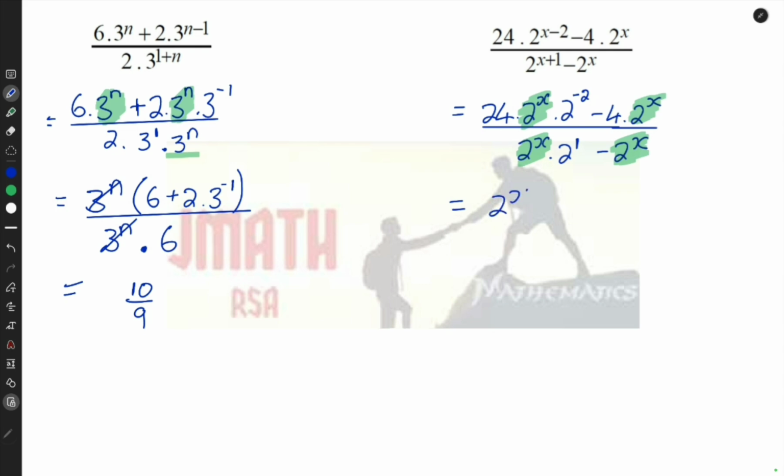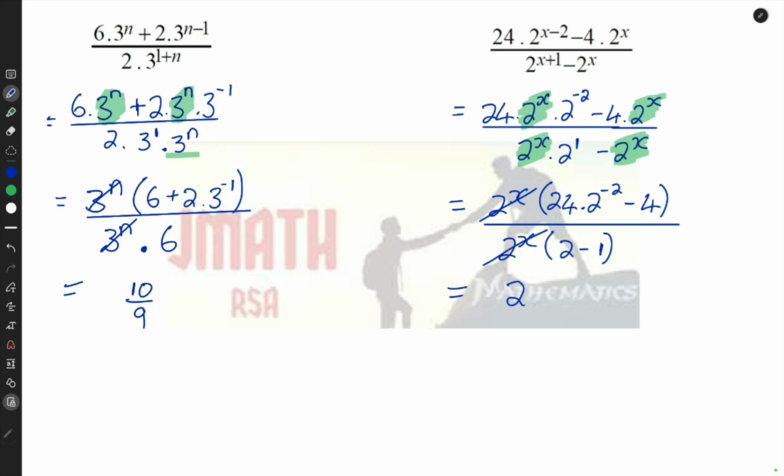So in this case, 2 to the power x, and what's left is 24 times 2 to the power minus 2, minus 4. At the bottom, if I take out the common factor, I'm just going to be left with 2 minus 1. Those cancel out, and if I do this on my calculator, it will tell me the top value is going to be 24 divided by 4, which is 6, minus 2 is just a 2, and the bottom is just 1. Final answer is 2.